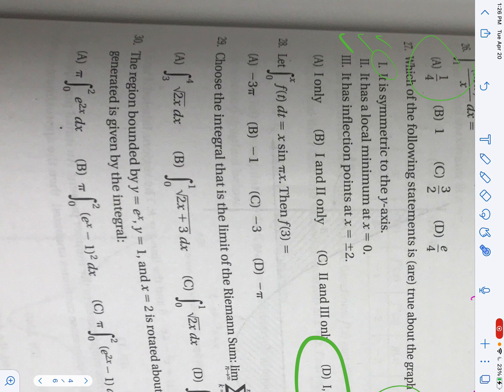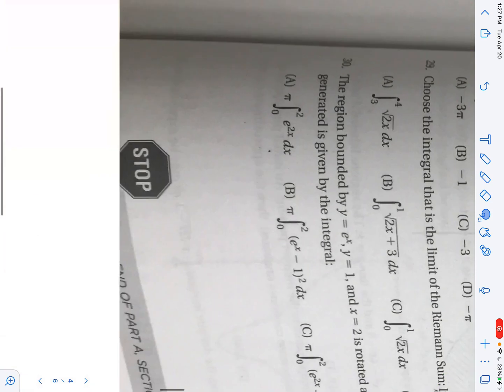Okay, so they're telling us that when we take this definite integral, we get x sine pi x. What can we say about f of 3? Let's copy this one. They get harder towards the end. This one is not a problem you'll see a lot of. Some of these are standard problem types.